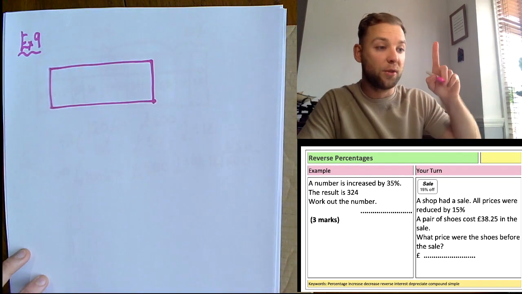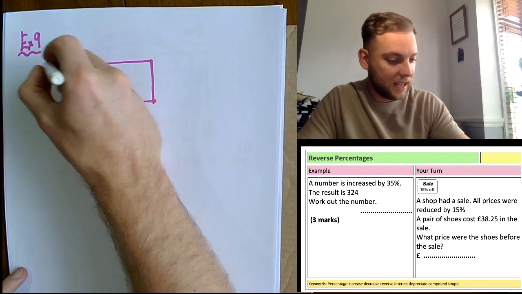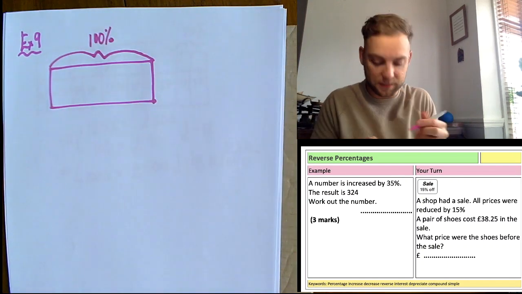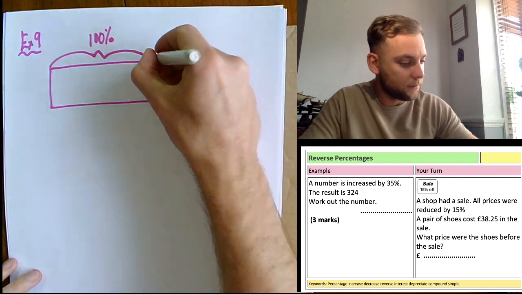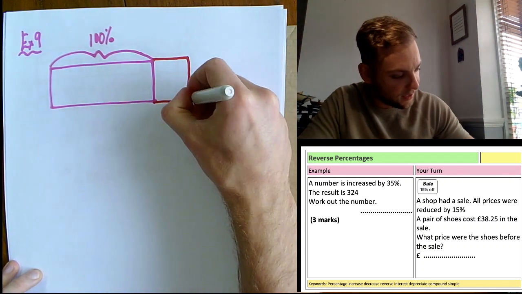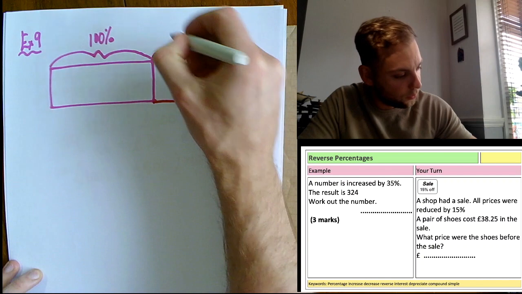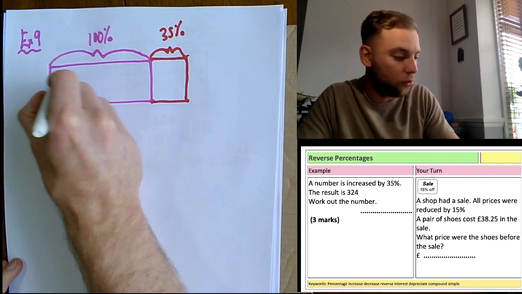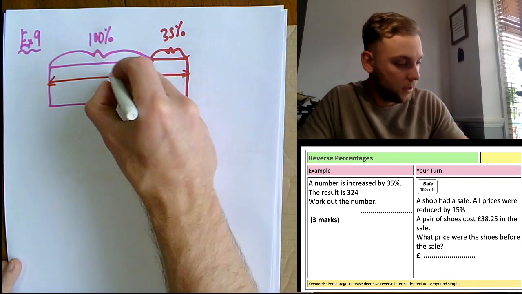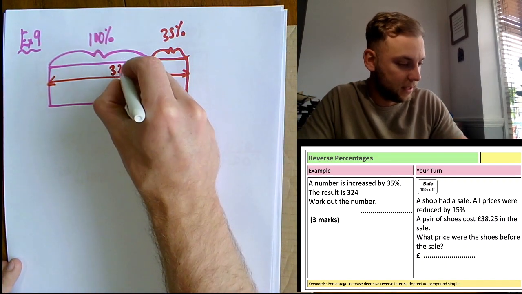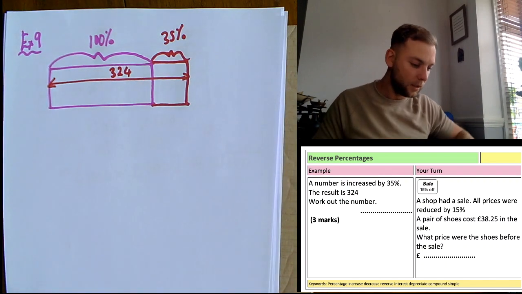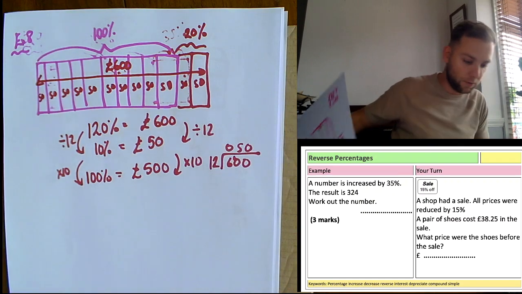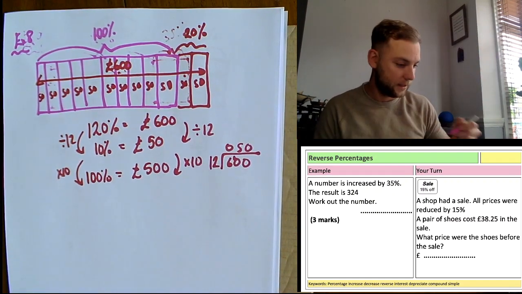So the number is increased by 35%. So this here is my 100%, always. I've increased by 35%. So instead of breaking up this time, I'm just going to add on this here, and I say that this is equal to 35%. And now what I'm saying here is that the result, so all of this, is equal to 324. Now, I'm just going to take a step back a little second here, because there is a little trick that we can use using the multiplier.